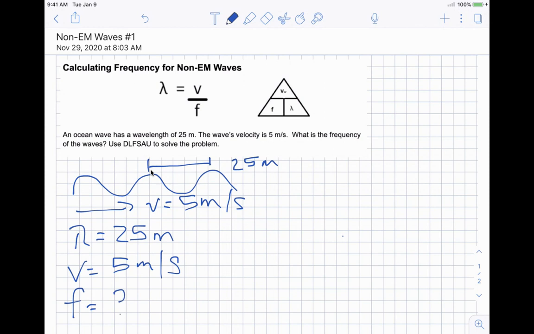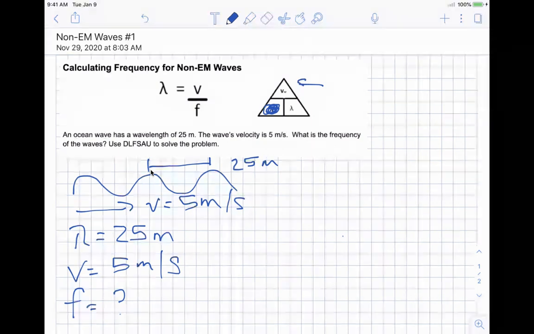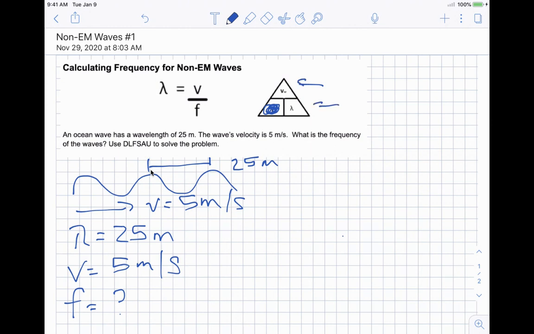All right, now F. F in DLTHAU stands for formula. So we want to know which formula we are going to be using. So if we look at our triangle, we're solving for F. So I can kind of cover the F with my finger and see that that leaves me with the V for velocity over lambda for wavelength. So that means that I'm going to be using this formula. F is equal to velocity over wavelength.